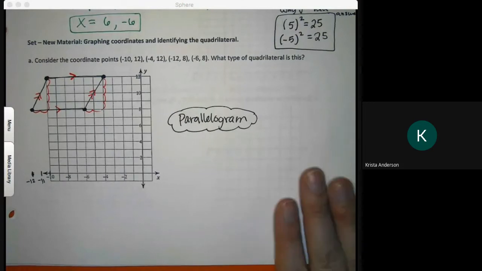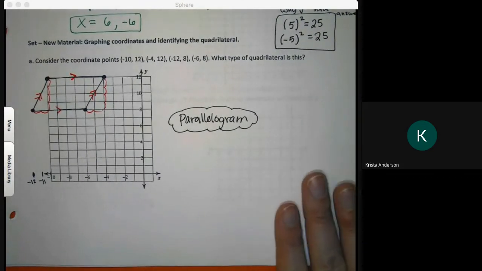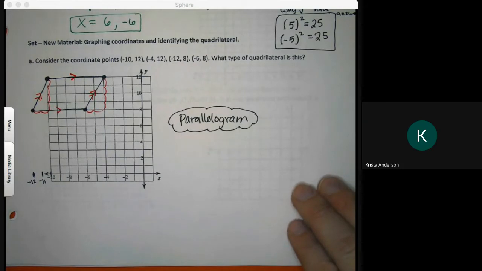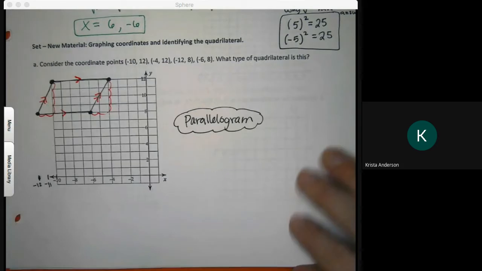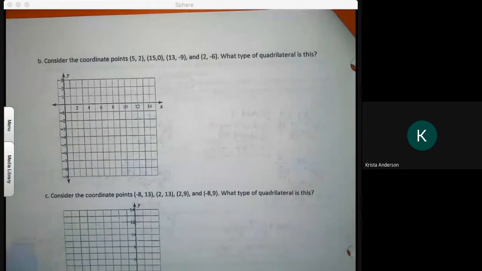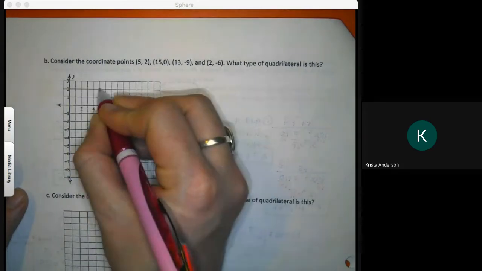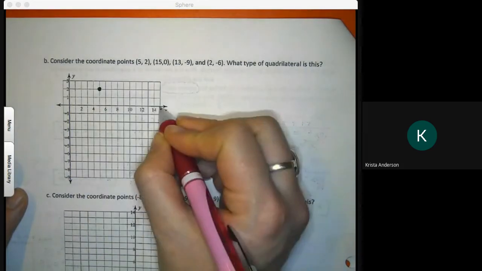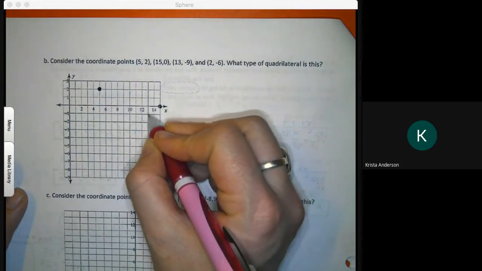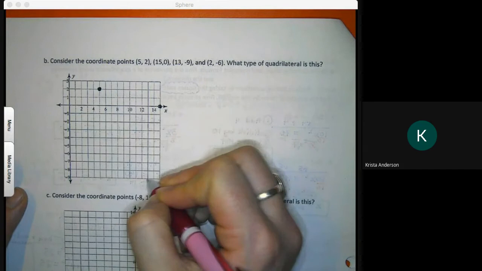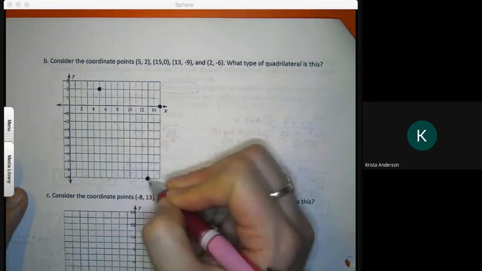Turn the page once you have that one written in. There's a bunch of these, but they're all like that. We're just naming shapes. Question B, I have a point at 5 up 2. I have a point at 15, 0. 13 down 9. And 2 down 6.